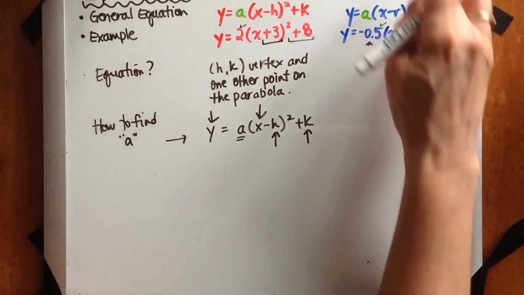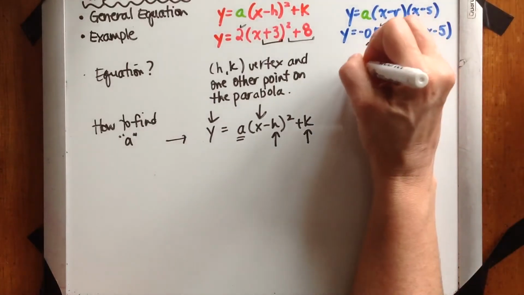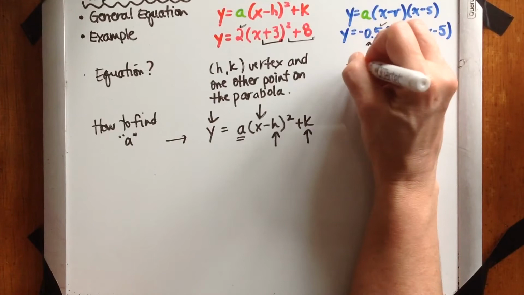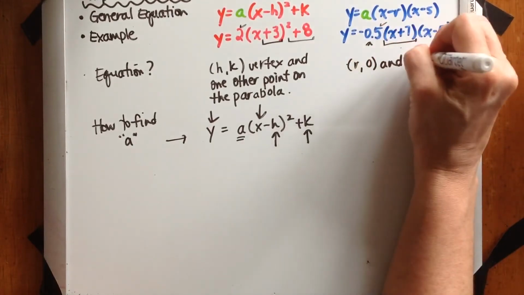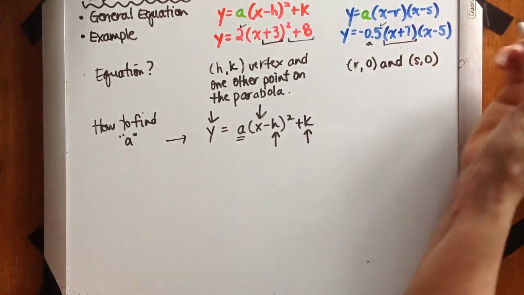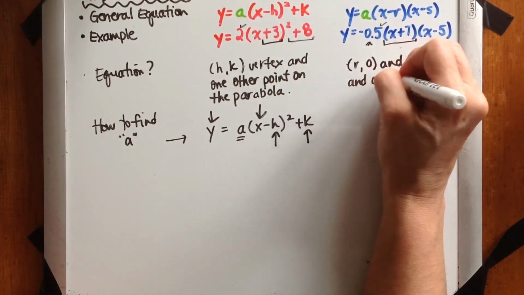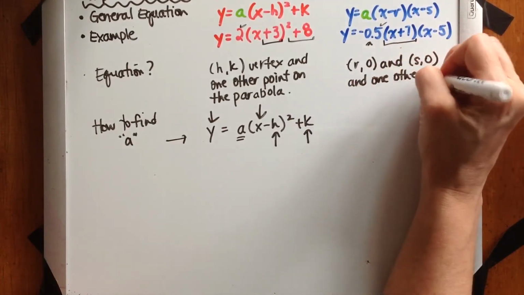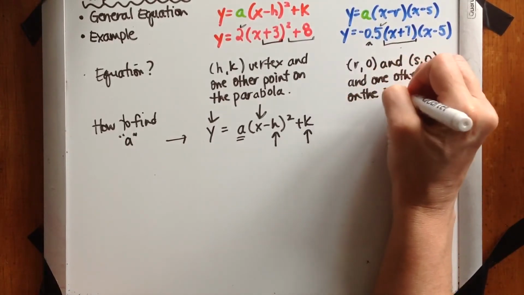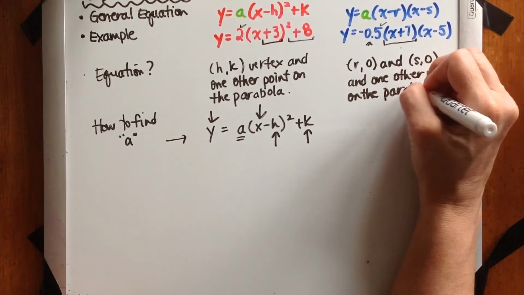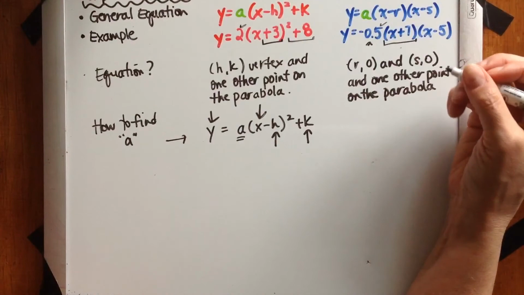If you want to find the equation for a parabola in intercept form, you have to be given the two intercepts. So you have to be given r, 0 and s, 0. And you need one other point. That other point could be the vertex, but it doesn't have to be. It could be a y-intercept. It could be any other point that's given to you.